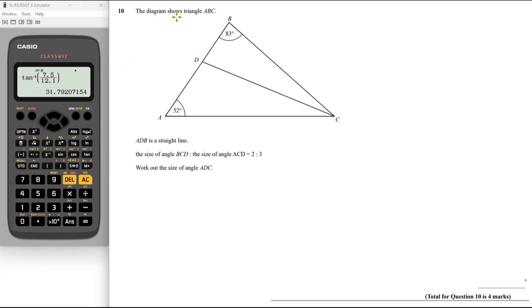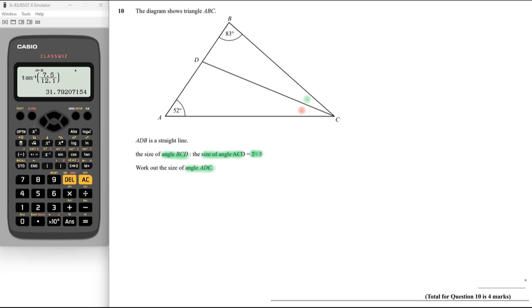Question number 10. The diagram shows triangle ABC. ADB is a straight line. The size of angle BCD to the size of angle ACD is 2 to 3. Work out the size of angle ADC. So let's just look at this first point here. Angle BCD, so that's this angle, to the size of angle ACD, so that is this angle. So the ratio is 2 to 3.